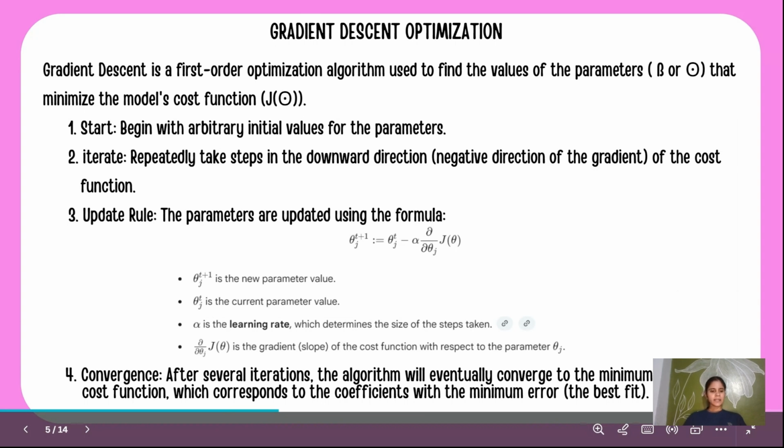In this formula, theta j at t plus 1 is the new parameter value. Theta j at t is the current parameter value, and alpha is the learning rate which determines the size of the step taken. The partial derivative of J theta is the gradient or slope of the cost function with respect to the parameter theta j. Fourth step, convergence. After several iterations, the algorithm will eventually converge to the minimum of the convex cost function, which corresponds to the coefficients with the minimum error, the best fit. Now move to the next question.